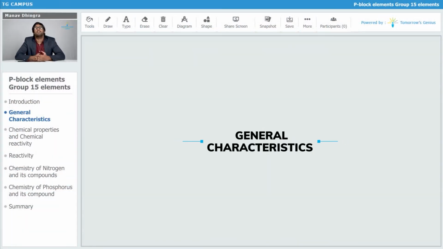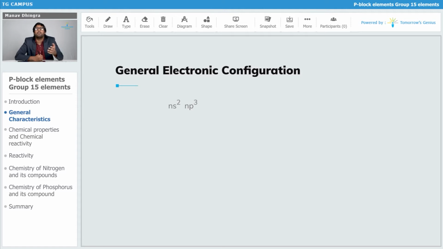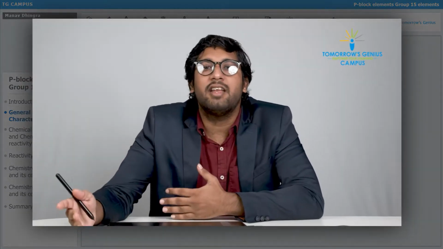So first, as I always discuss, the physical properties of these elements, like atomic size, ionization enthalpy, electronegativity, electron affinity, all these things we'll be discussing, and afterwards our chemical properties. The very general first characteristic is what? Our electronic configuration. The group 15 elements have the valence electronic configuration of ns2 np3.